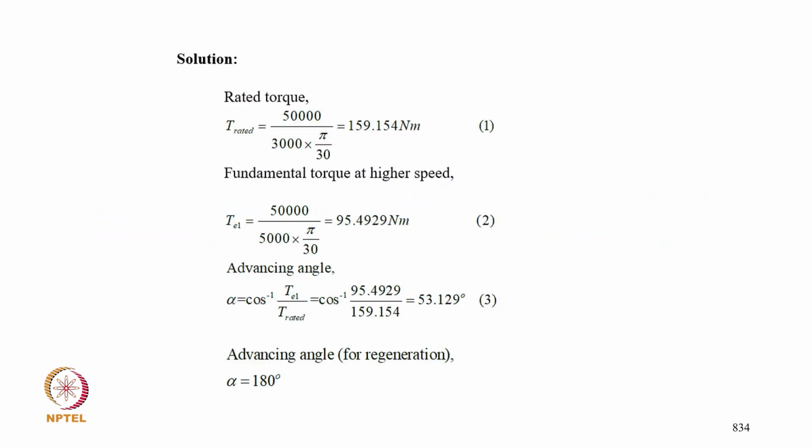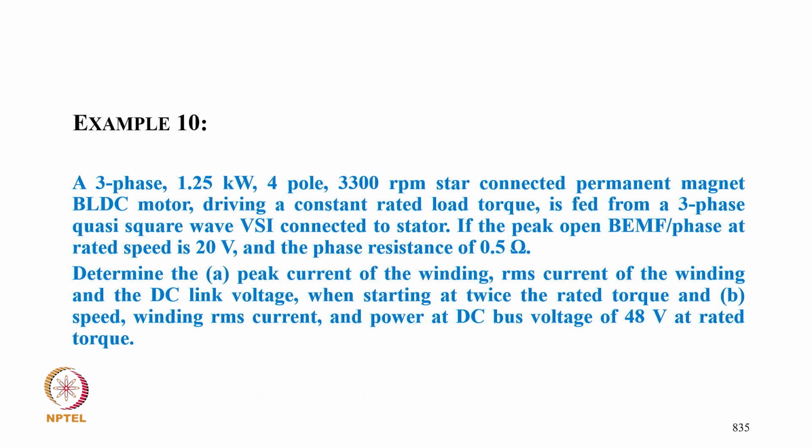So the rated torque is T rated equal to power upon speed, so it comes to 159.154. Fundamental torque at higher speed T equal to power upon speed, 95.4929 Newton meter. Advancing angle equals cos inverse of T E1 upon T rated, it comes to 53.129 degree. Advancing angle alpha is 180 degree for regeneration.